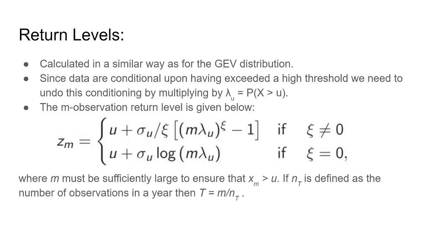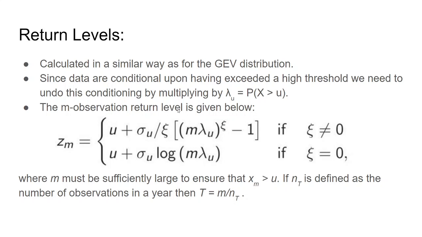So talking about return levels corresponding to this GPD, it is more or less the same as we discussed in the GEV theory. The only difference here is we have used this m in this equation. What is m here? m is given as nt times t, where nt is defined as the number of observations in a year.